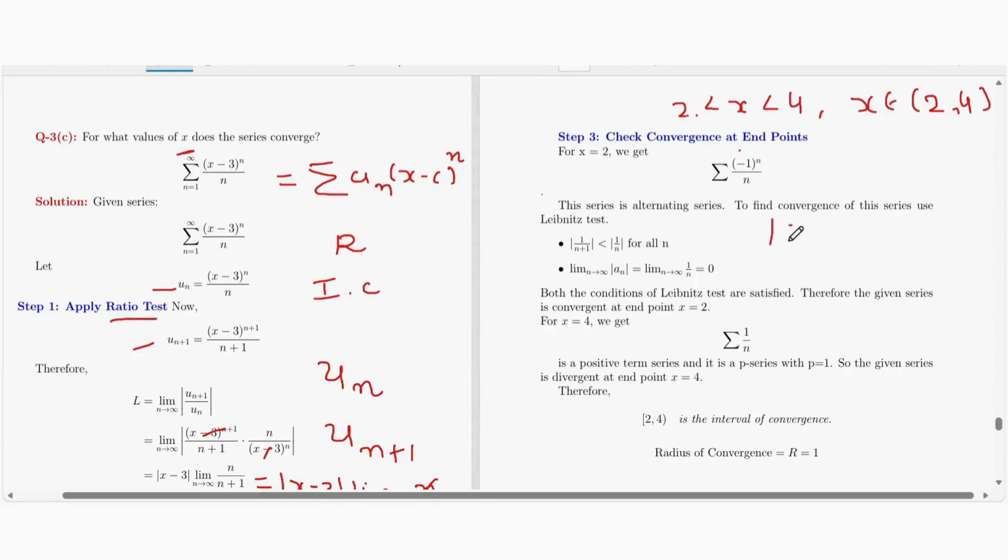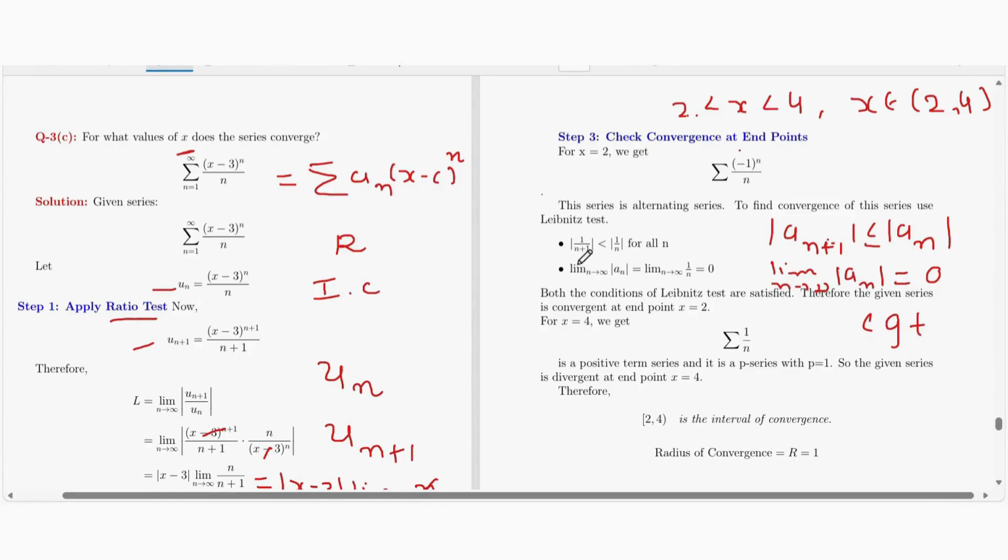First condition is mod a n plus 1 is less than or equal to a n for all n, meaning each term is less than or equal to the previous term. And what is the second condition? Second condition is limit n tends to infinity mod a n equal to 0. If these two conditions are satisfied, then we conclude that the given series is a convergent series. So now first discuss these two conditions.